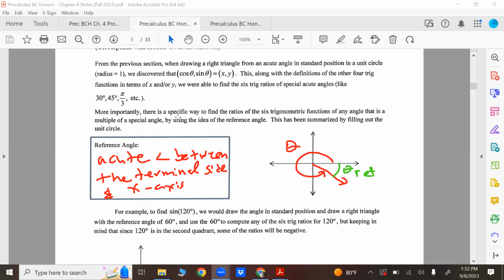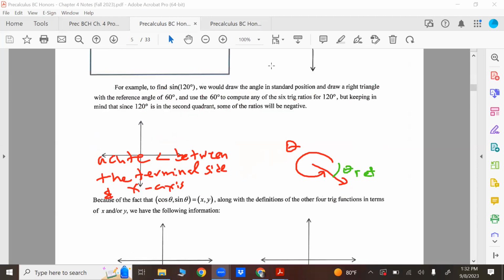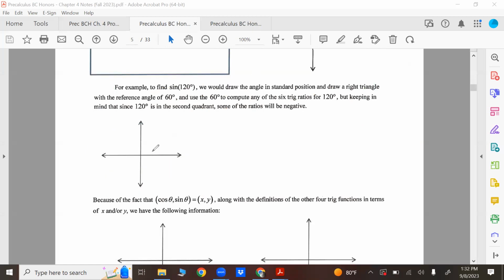Okay. So to find sine 120, you draw 120, right? That's not hard. So here's 120 degrees. The reference angle would have to be 60 degrees, because that's the acute angle formed between the terminal side and the x-axis. So then with 60 degrees, let's draw a triangle with 60 degrees in it, a right triangle.